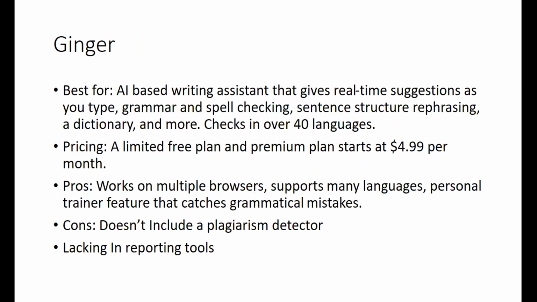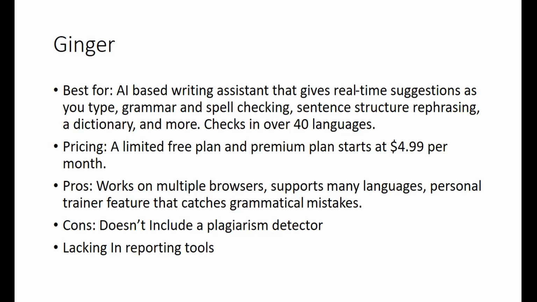Right, then secondly, I don't know if anybody has come across Ginger before. That's an AI-based writing assistant, which, while you're typing, gives you suggestions of grammar and spelling improvements. It gives you suggestions to rephrase your sentence structure. It gives you a dictionary and quite a bit more. One of the biggest pros of this is that it is available in over 40 languages. The free plan does not offer all of those languages, but the premium plan, which is quite reasonable at $4.99 per month, offers over 40 languages, which is quite useful.